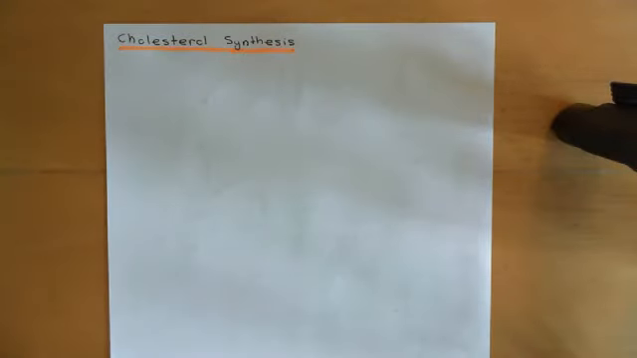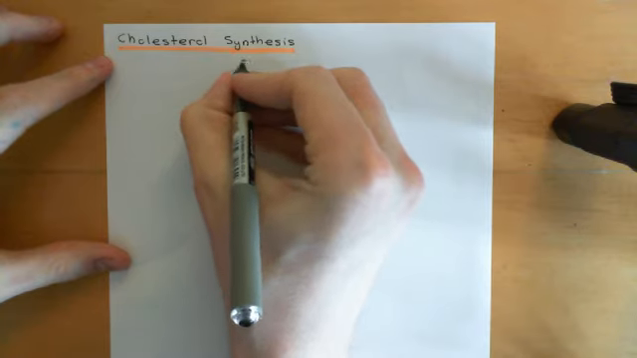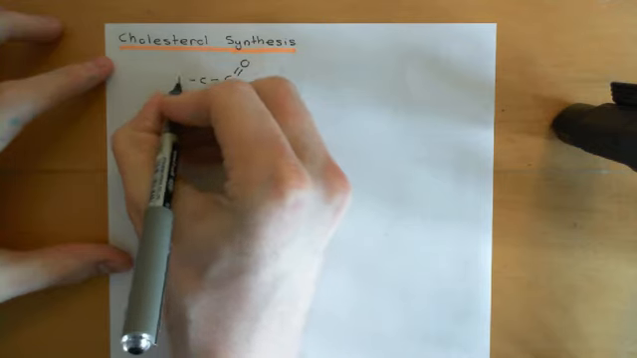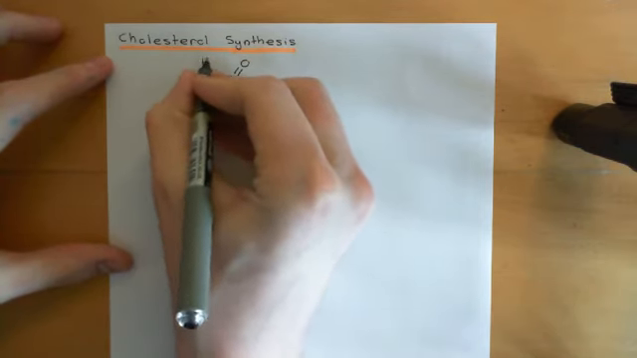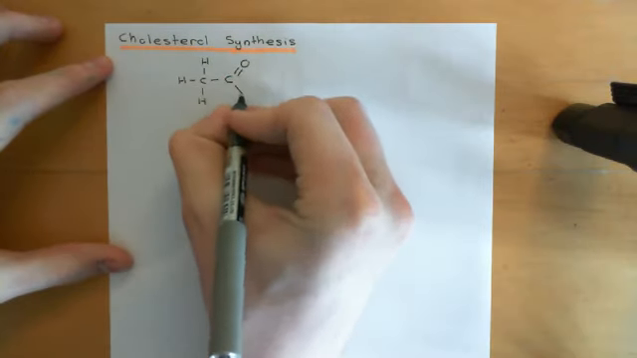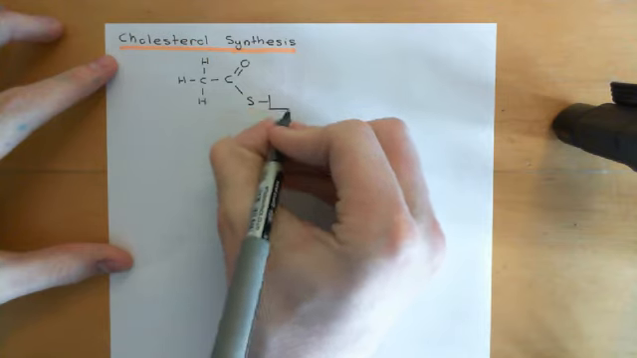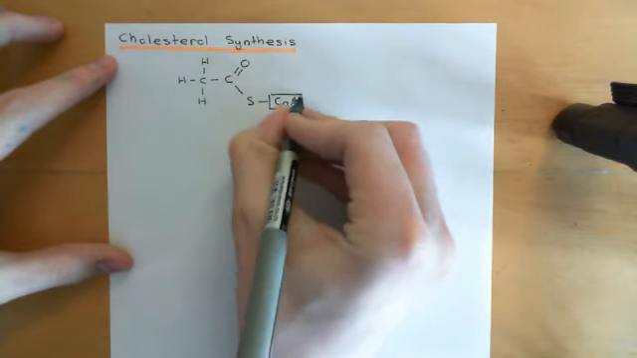Cholesterol biosynthesis starts from the starting material, which is acetyl-CoA. So I'll just draw a molecule of acetyl-CoA. Basically this is an acetic acid molecule, which is a 2-carbon carboxylic acid, linked to the thiol group of a CoA molecule via a thioester link. I'll just represent the CoA here.